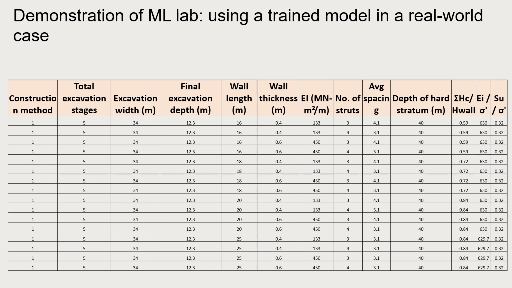Some things are constant. For example, the total excavation stages is 5. Construction method, we are using number 1. And final excavation depth is always a constant. Wall length is a variable.